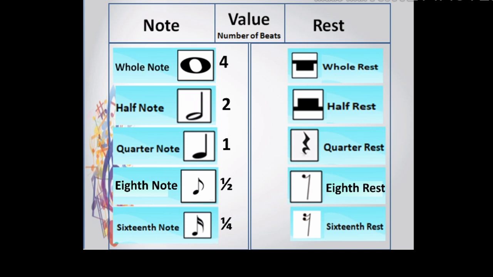Whole rest receives 4 beats of silence. Half rest receives 2 beats of silence. Quarter rest receives 1 beat of silence. Eighth rest receives 1/2 beat of silence, and 16th rest receives 1/4 beat of silence.